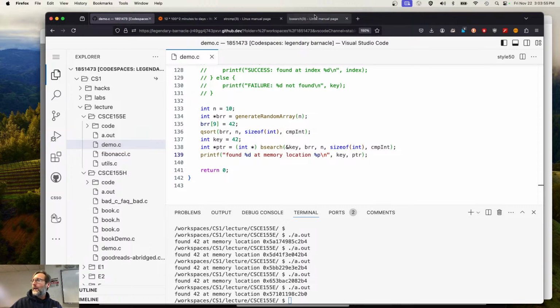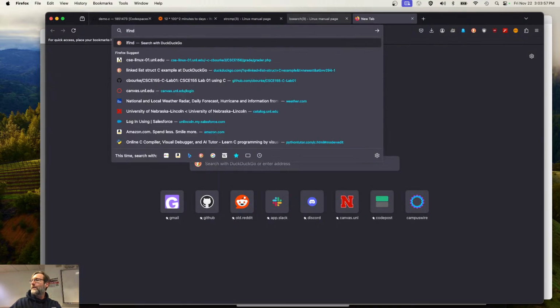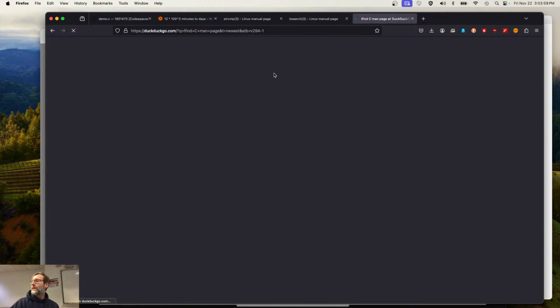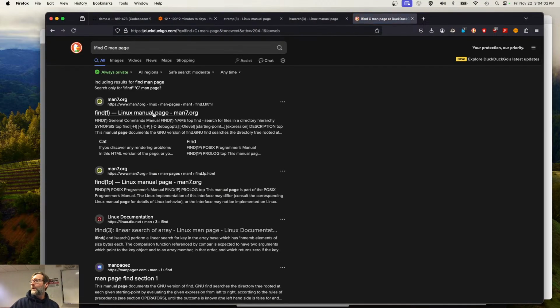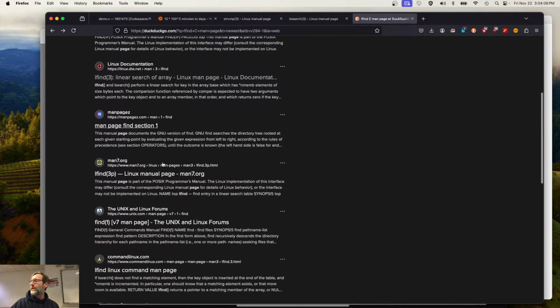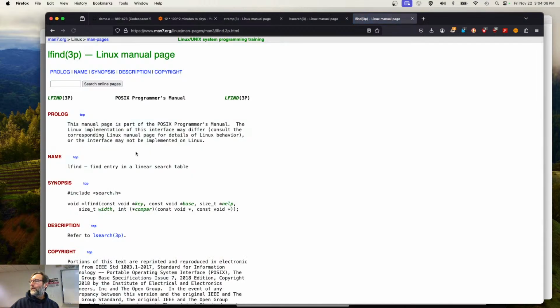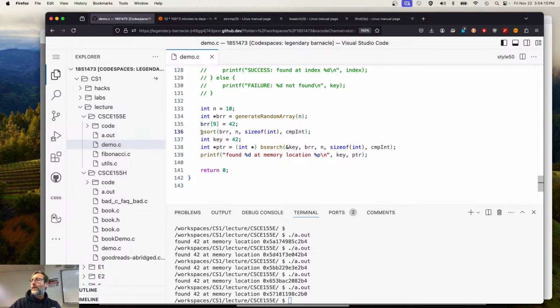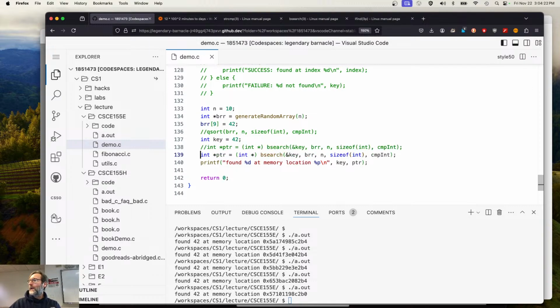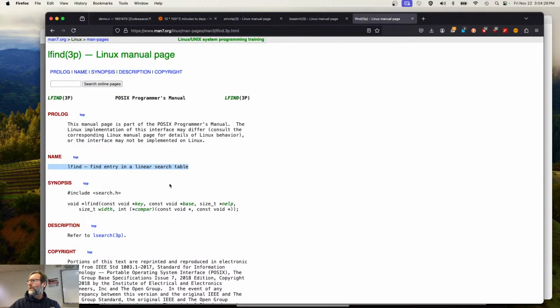There is also a linear search, lfind, see man page. There we go. No, not find. I want lfind. There it is. All right. Find an entry using linear search. So, for example, if I came over here and I said I did not want to search it, then I can change this to not binary search, but I can go ahead and use lfind. Let me make sure that that's the correct.